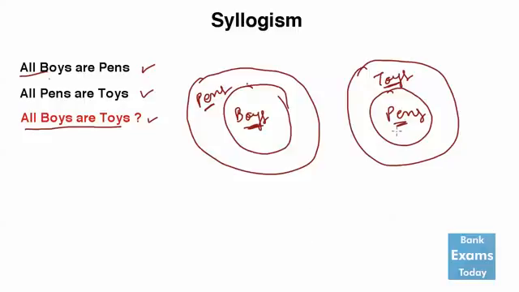So boys is here, a smaller circle inside the pens. So it's like this. The boys is here. So all boys, this smaller circle, is a part of the bigger circle, toys. So yes, it's true. All boys are toys. So let's do some difficult questions that will be asked in the real exams.